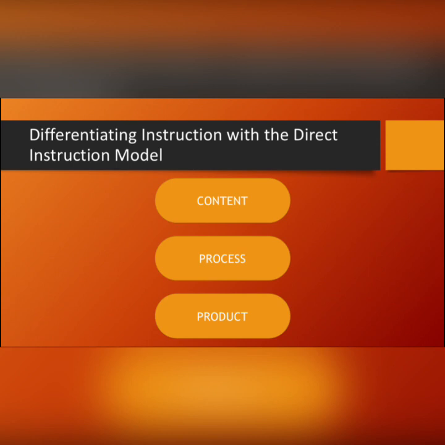The third is product. In the direct instruction model, differentiating the learning product involves providing multiple ways for students to demonstrate their learning during the independent practice step. Students might be assigned a specific option for expression of learning, or they might be allowed to make their own choice from a reasonable range of options.